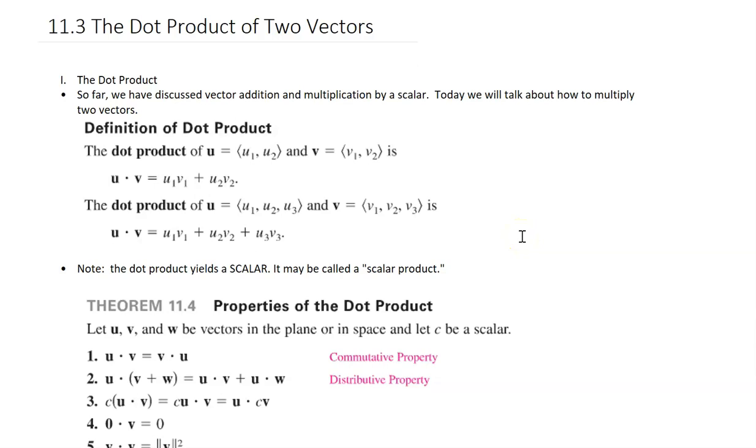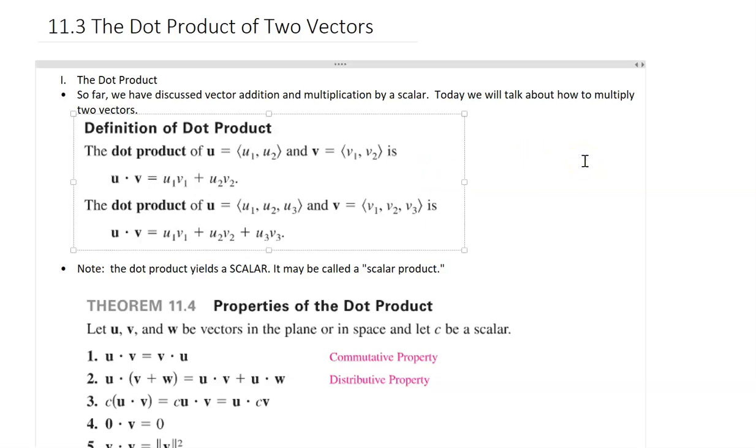So far we've looked at vector addition, where you add two vectors together, and scalar multiplication, where you multiply a vector by a scalar. Today we're going to talk about one of the ways where you can multiply two vectors, and there's two different ways. There's, first of all, what we're going to talk about today, the dot product.